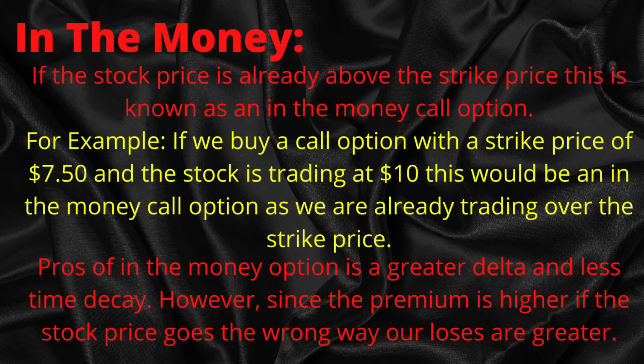And then you have two types of call options that you need to know. The first one is in the money, which is if the stock price is already above the strike price. This is known as an in the money call option. For example, if we buy a call option with a strike price of $7.50 and the stock is trading at $10, this would be an in the money call option, as we are already trading over the strike price. Pros of in the money options are a greater delta and less time decay. However, since the premium is higher, if the stock price goes the wrong way, our losses are greater.